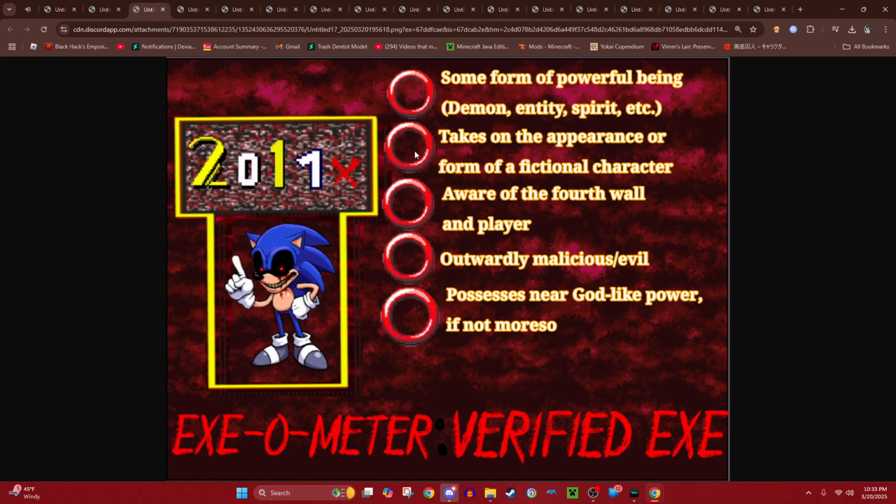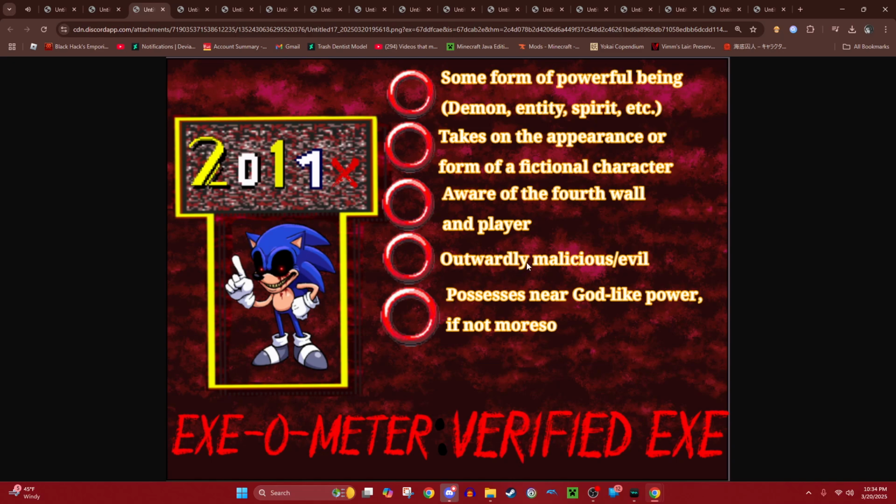Second ring. Do they take on the appearance of or form of a fictional character? I don't know. You tell me. I'd say he does. Third, are they aware of the fourth wall and the player? Yes. X is very aware. He speaks to the player multiple times throughout the story. And if I recall correctly, he can take people, bring them into his world, and force them into a Sonic character vessel, in which he can make them play his twisted game over and over and over.